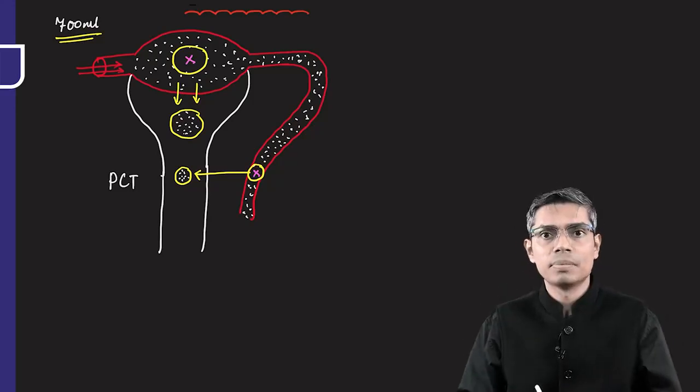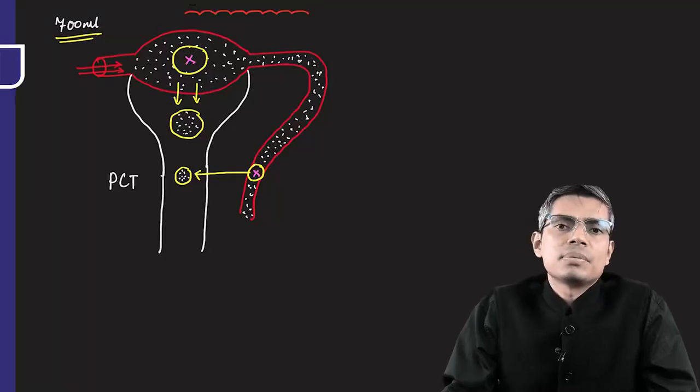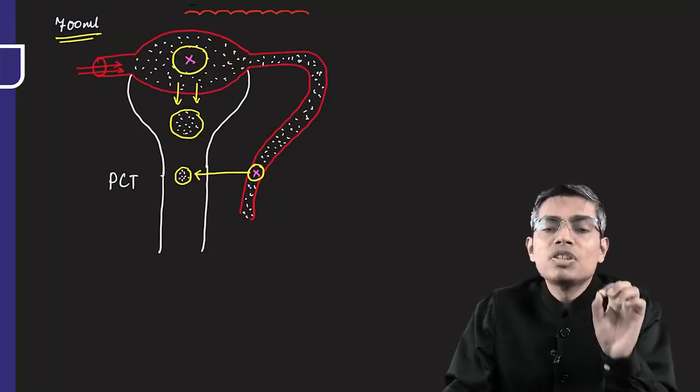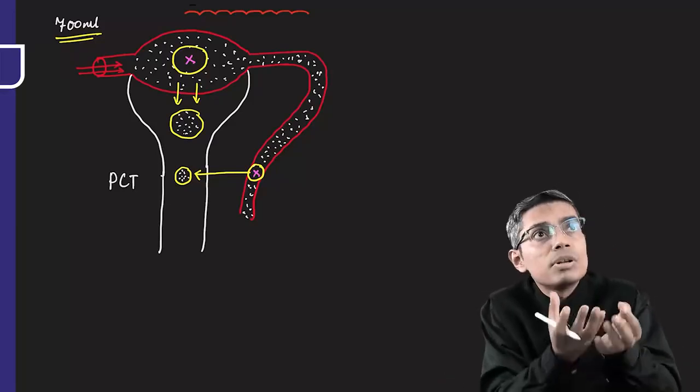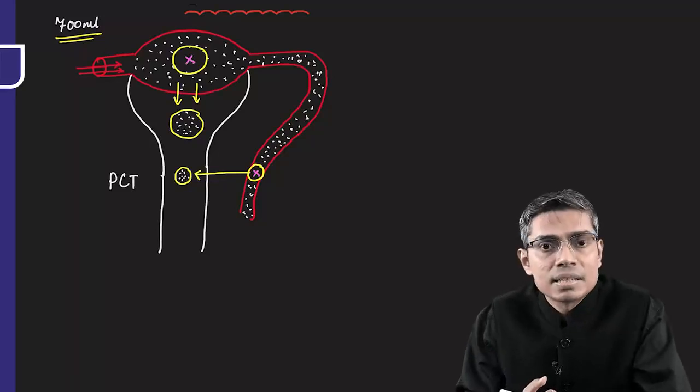Can you measure this volume? The answer is that clinically it is not possible, because you have to do micropuncture. You have to enter inside the nephron and then measure what is the volume of filtration, what is the volume of clearance at the level of PCT.